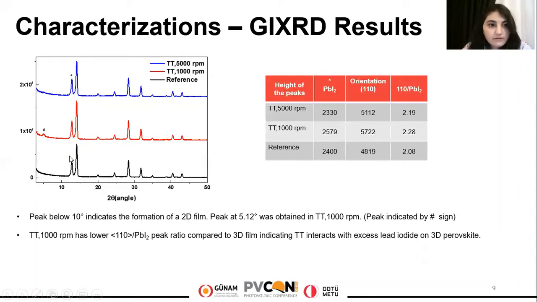Also, when we compare the intensity ratios with the reference one, we can see that in the reference one, this ratio is lower than the others because excess PbI2 is interacting with TT, and this PbI2 ratio decreases and the perovskite ratio is increased.